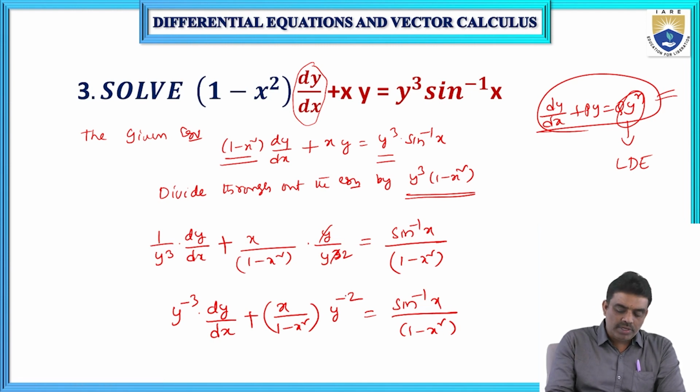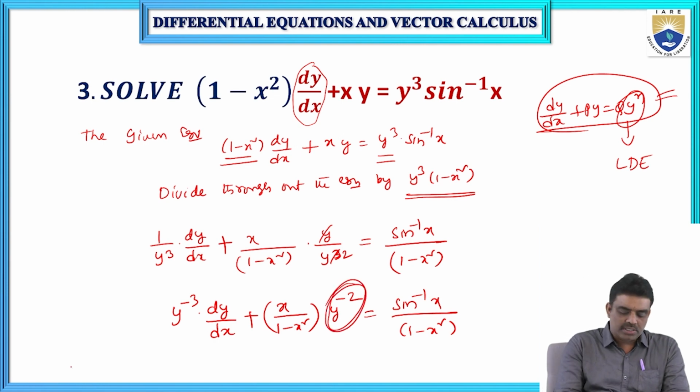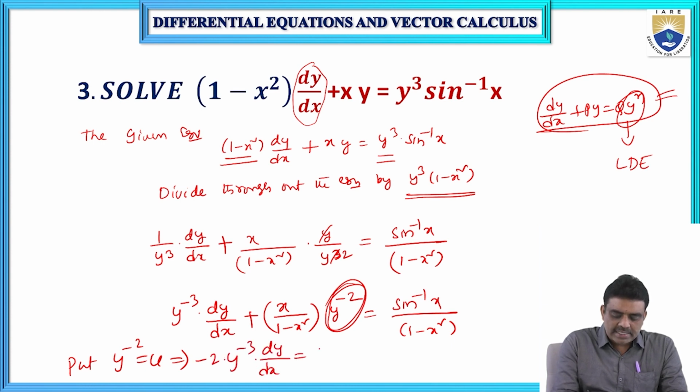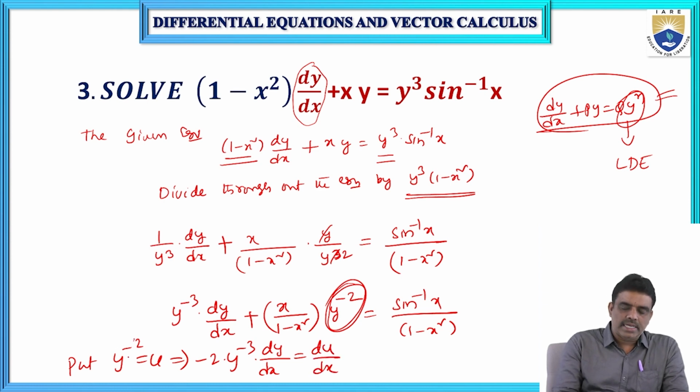Now, we assume y power minus 2 is equal to some other variable, u. Put y power minus 2 is equal to u. Then on differentiating with respect to x, minus 2 into y power minus 3 dy by dx is equal to du by dx. The formula n into x power n minus 1: minus 2 into y power minus 2 minus 1, that is minus 3.